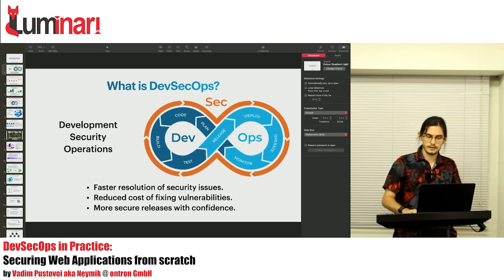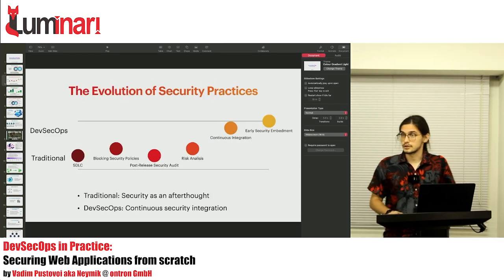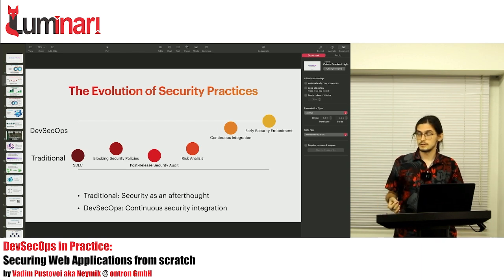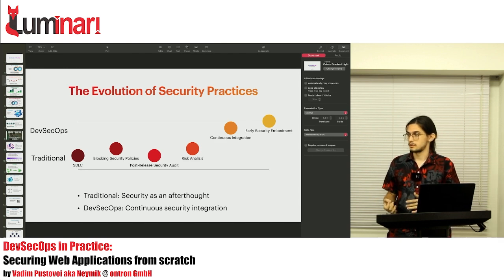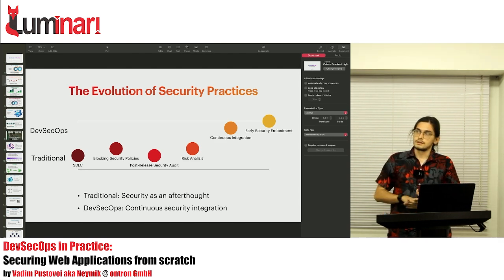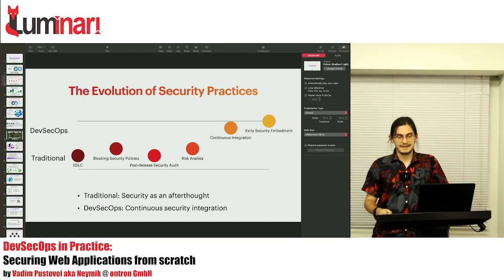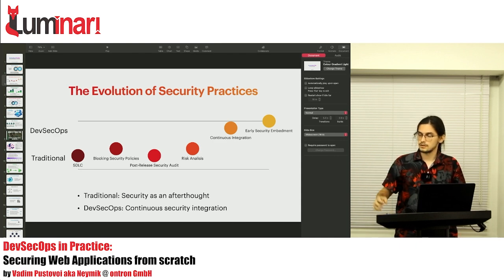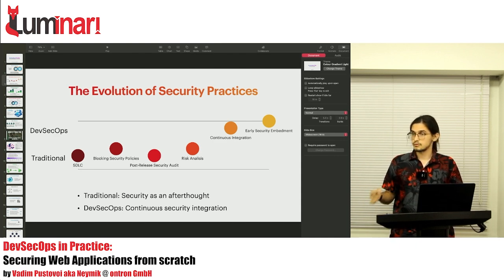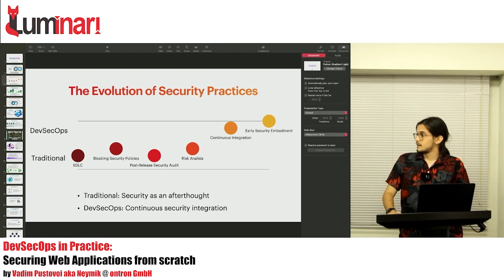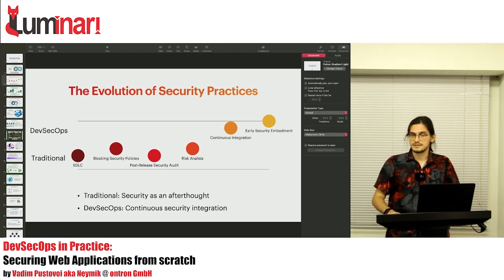Let's talk a little bit about the evolution of security practices. Before even DevOps, there was, I'd say, a traditional way of doing security. I would like to say that it is security as an afterthought, because only when the software, the site, is ready, there was a security team and they were doing security testing and trying to analyze whether it is good or not.